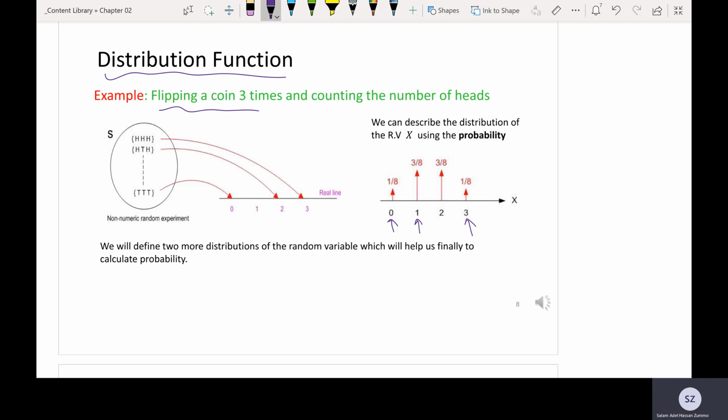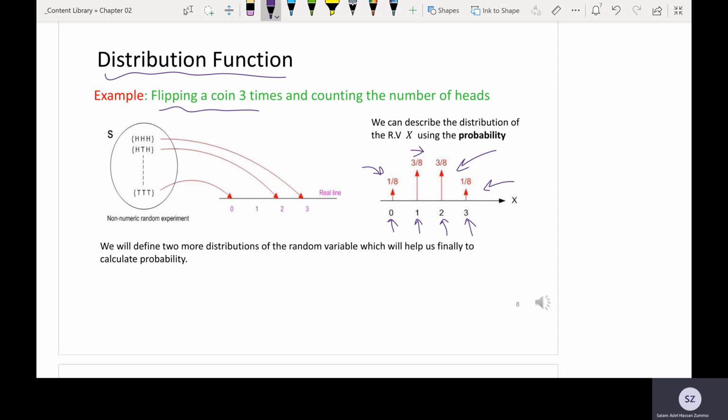3 over 8 because the corresponding event has 3 elements. Right? Same thing here. Now, what is the sum of these probabilities? 1. Now you can visually see how this probability of 1 is distributed among the different values. You know that these two elements have higher probability than these two elements. Okay. So now you can visualize how this is a distribution function.